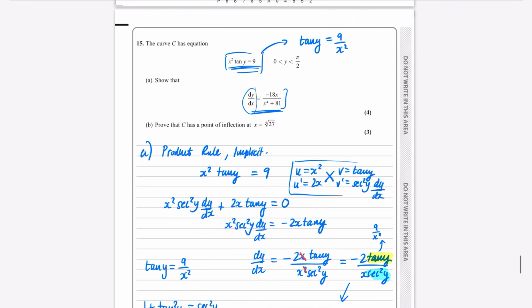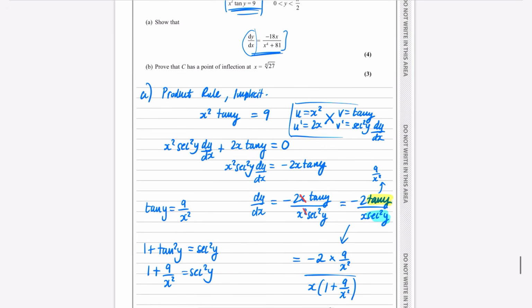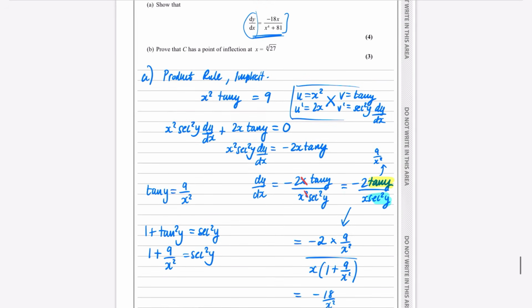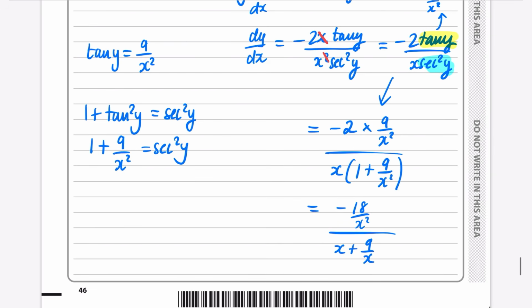I hope this is going on the right kind of route here. No, what have I done wrong? Sec squared y. I didn't square over here. Hopefully you've spotted this. So this has not been squared. This thing was meant to be squared. So it's actually 1 plus 81 over x to the power of 4. I didn't square that for what sec squared y was, because obviously that's what tan y is, and this is tan squared y. So let me just quickly go back and fix this.